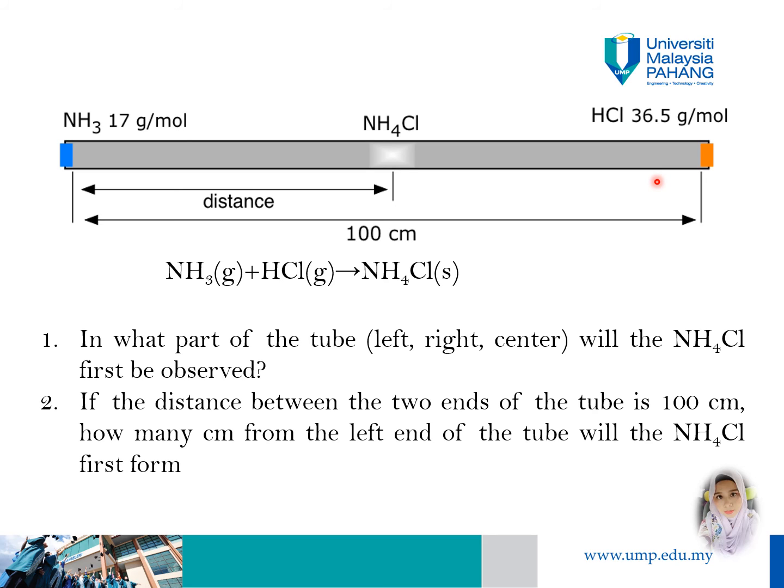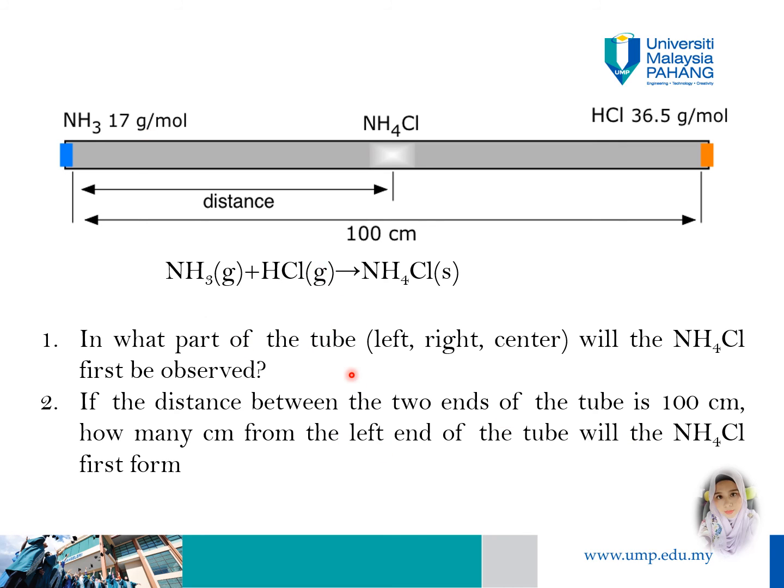It is because hydrogen chloride diffuses slower than ammonia, as the mass of hydrogen chloride is more than the mass of ammonia. Since the rate of diffusion is inversely related to the mass, the ammonia will travel more distance than the hydrogen chloride in the same time interval, and the two gases will first meet near the hydrogen chloride's end. And secondly, if the distance between the two ends of the tube is equal to 100 cm, how many cm from the left end of the tube will the ammonium chloride first form?